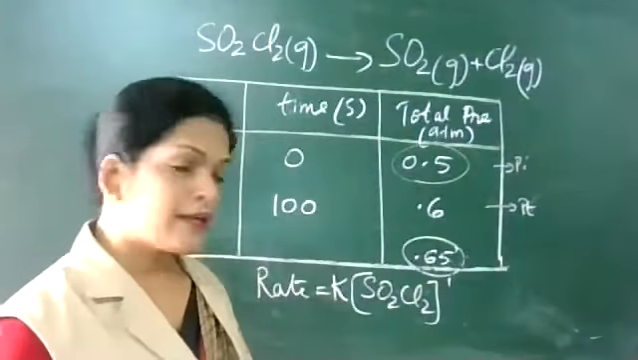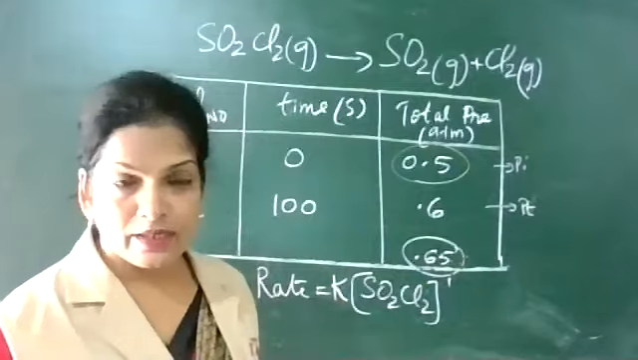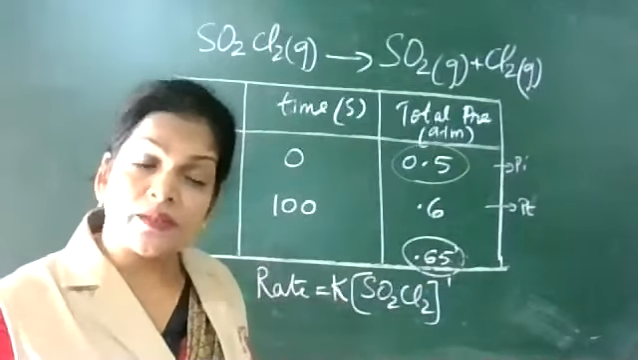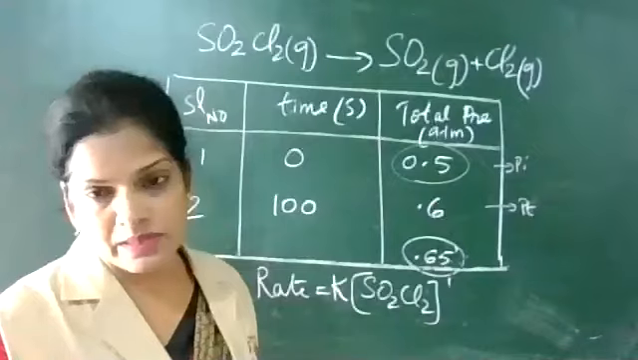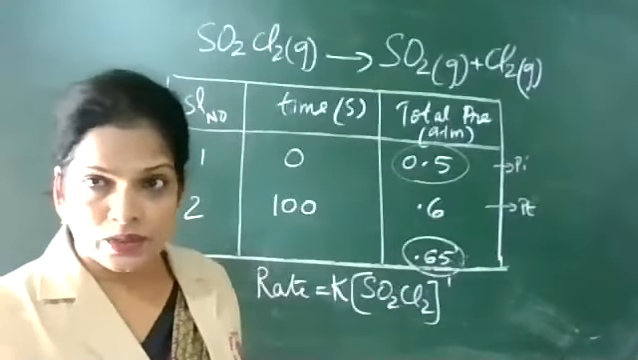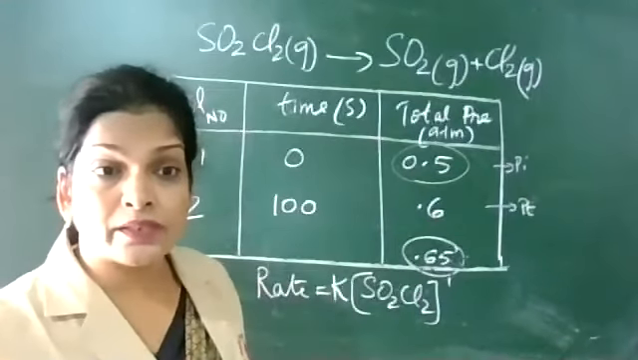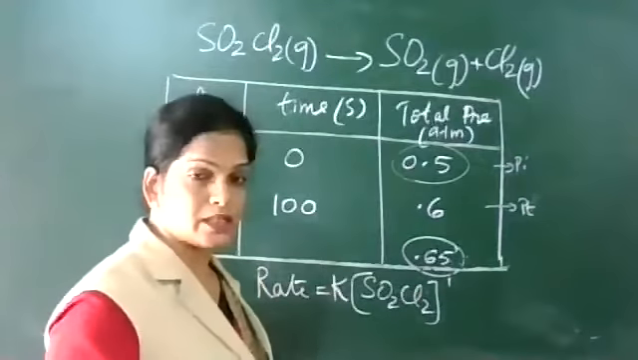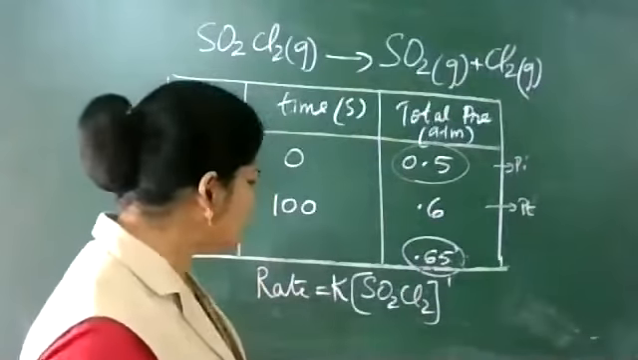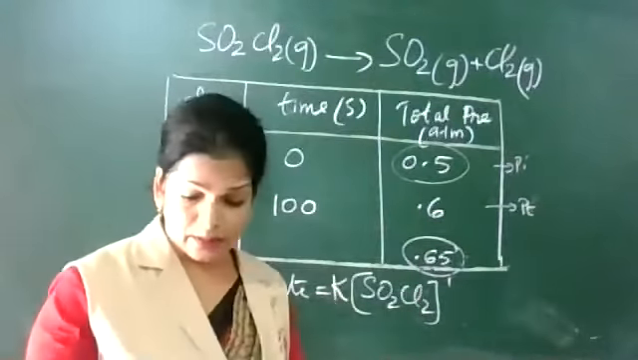Alright. K is a constant for a reaction. K will change when the temperature will change, but that is taken out from your syllabus. Last year that was there, with temperature, how the K changes with the Arrhenius equation. So let's find out K first.